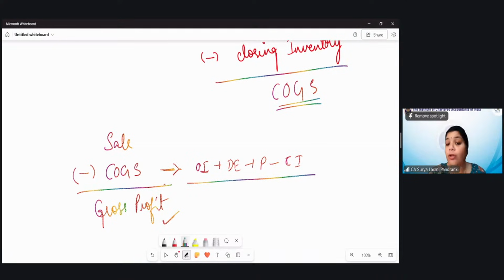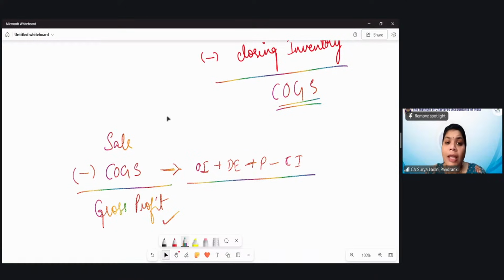Without inventory, you will not arrive at gross profit accurately. Accurate profit will not come, because only if you know what is the inventory that is being purchased, or what is the inventory that is available at the beginning of the year and the end of the year, only then will you know what is the revenue that you have generated and the profit that you have earned. So inventory has such importance, right?